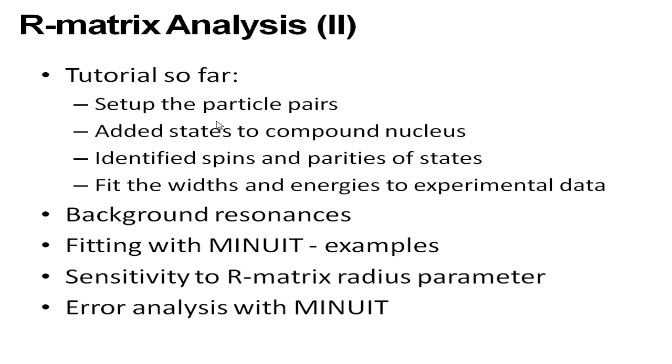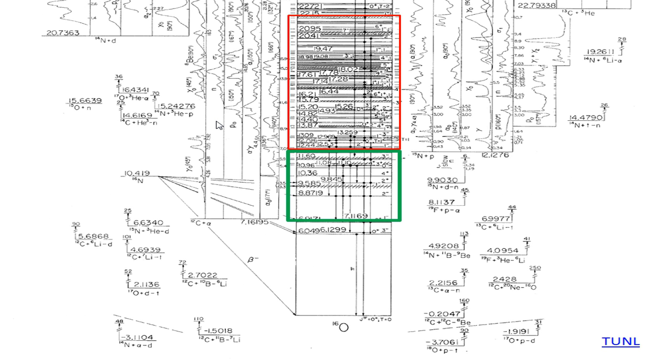So what I want to say is something about background resonances, and then some examples of fitting with Minuit. Oh yeah, and say something about sensitivity to the R matrix radius parameter in this particular example of carbon-12 alpha-alpha, and something briefly on the sorts of error analysis you can do with Minuit.